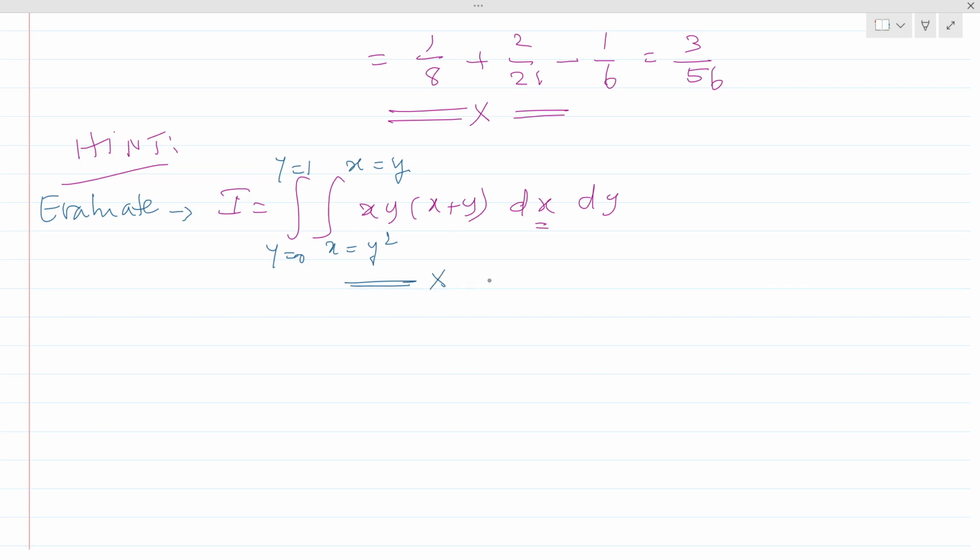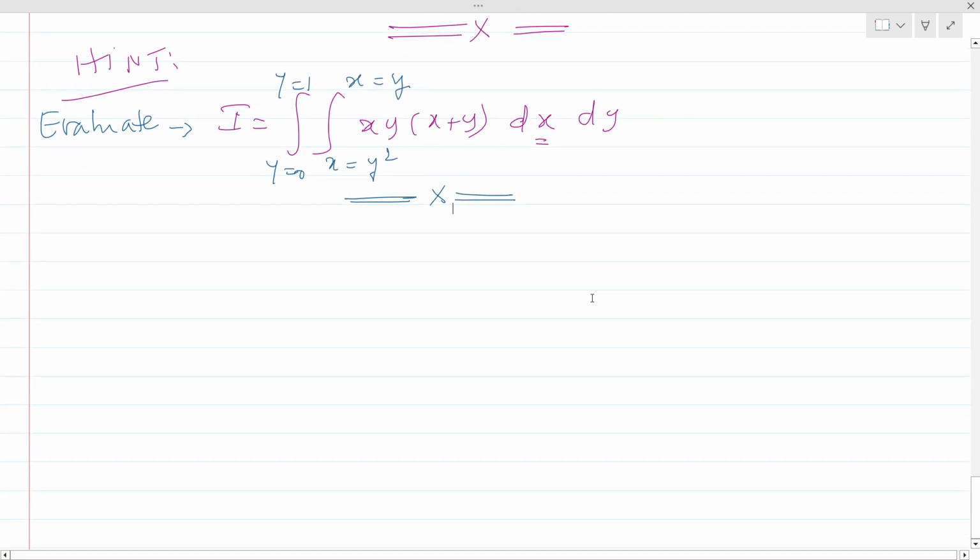So this is about the double integral if the limits are variables. In the next class we will discuss a few more problems. So can I write a few problems for practice? Problems for practice. Please try this and then solve it.